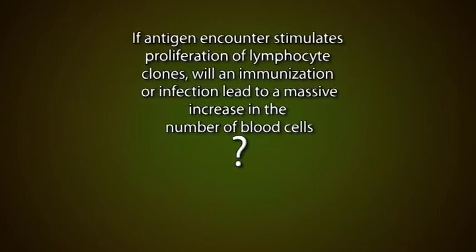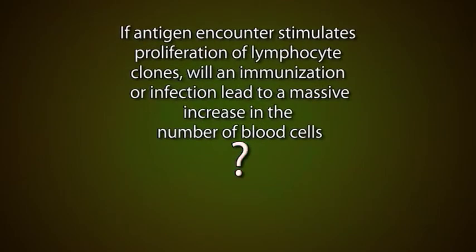If antigen encounter stimulates proliferation of lymphocyte clones, will an immunization or infection lead to a massive increase in the number of blood cells? The answer is no. We have to realize that at any given moment of time, a vertebrate organism has at its disposal at least 10^9 different lymphocyte clones, each with its own specificity.